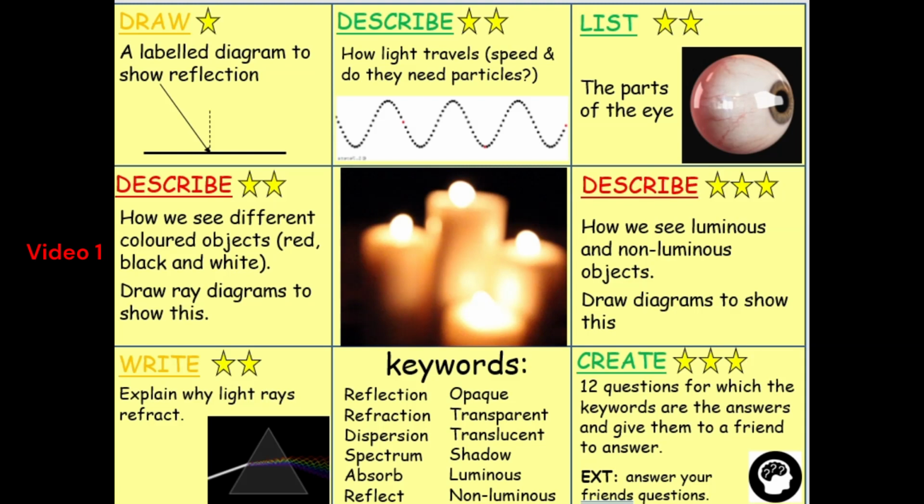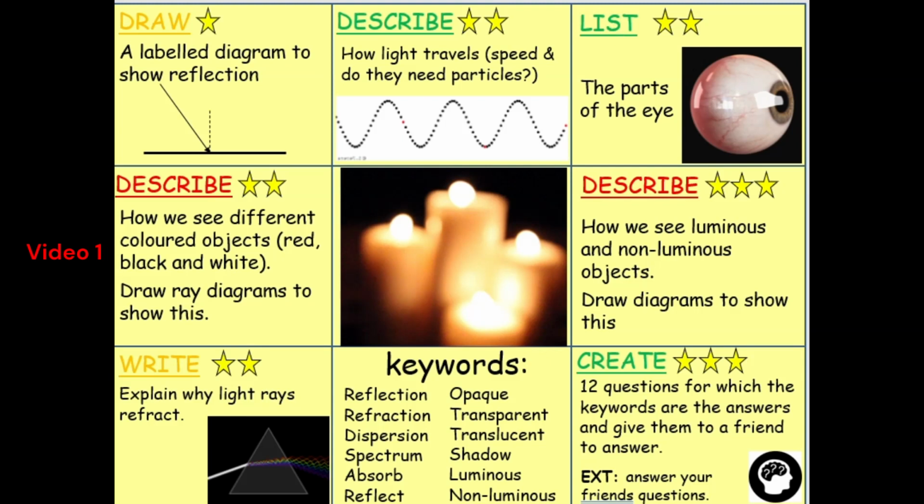The second thing, you can go either horizontally or you can go down vertically as well. I'm going to read this horizontally. Now it says describe, the green describe, how light travels. So you need to write down the speed of light, and whether it needs particles. And then move on to the next one. It says list the parts of the eye.